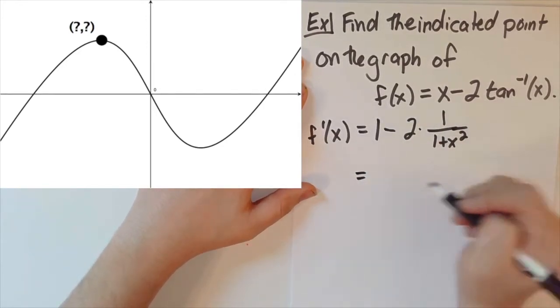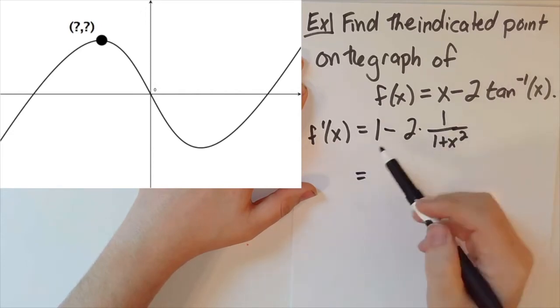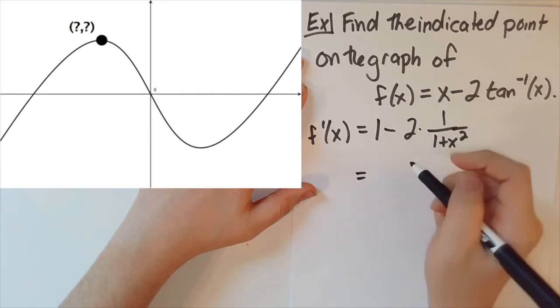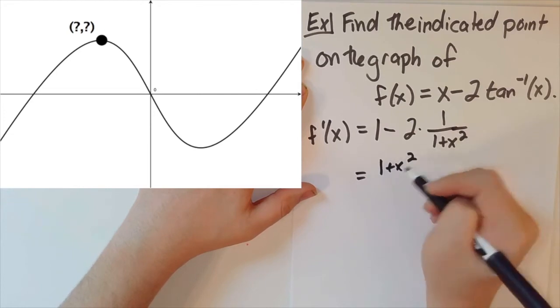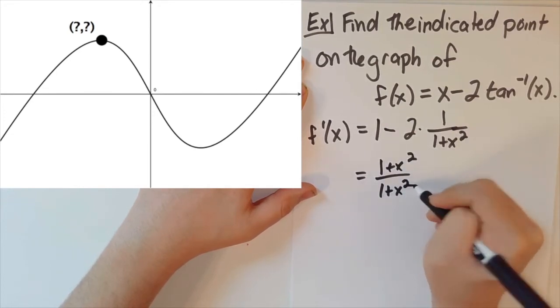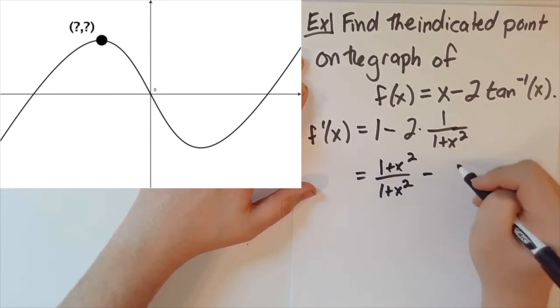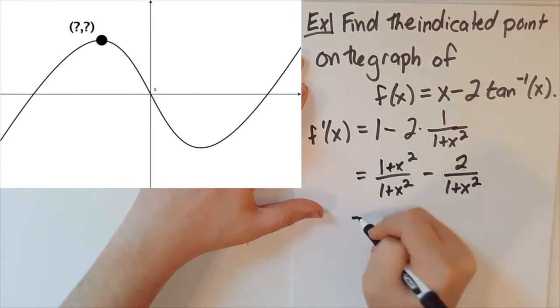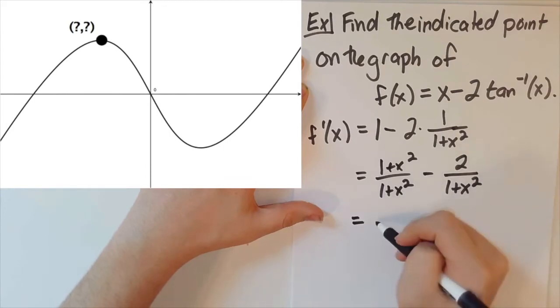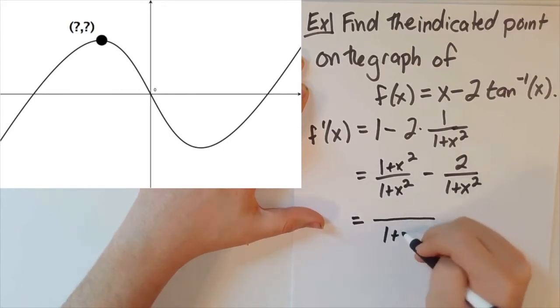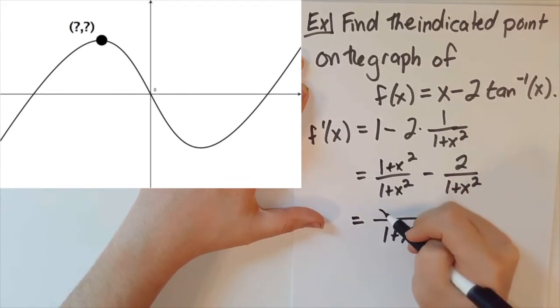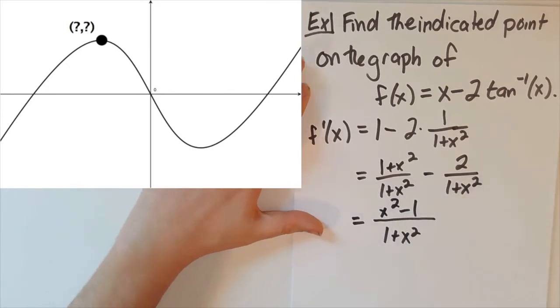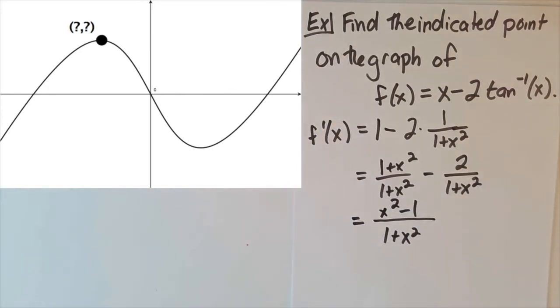So I'll rewrite this, and I want to make a common denominator here. So I'm going to write this as 1 plus x squared over 1 plus x squared. That's my 1, minus 2 divided by 1 plus x squared. And so this is going to be x squared minus 1 divided by 1 plus x squared. That's going to be our derivative.